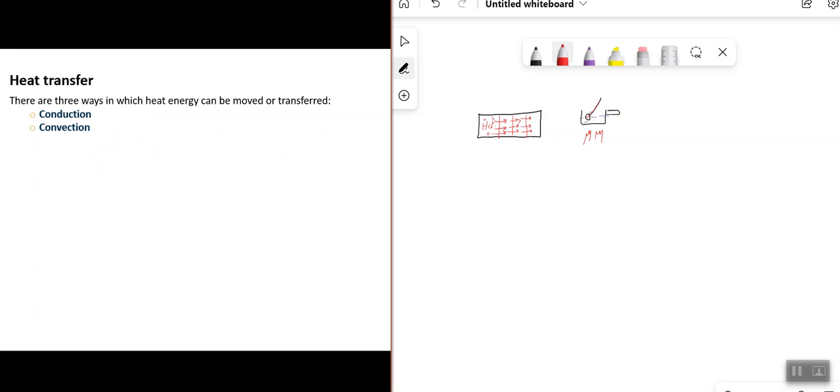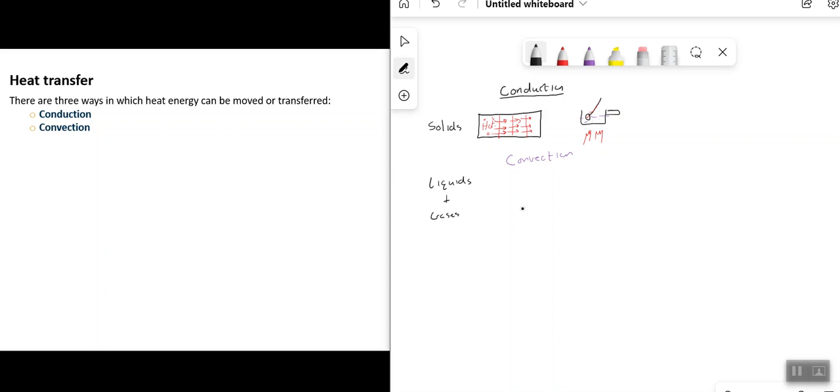The next one is convection. Conduction generally happens in solids, so basically the heat is vibrating through from hot to cold. Then you have this next process, which is called convection. The way to think about convection is that it happens in liquids and gases.